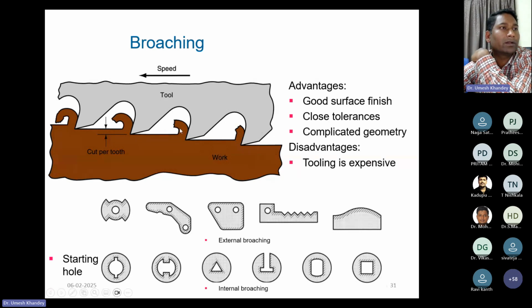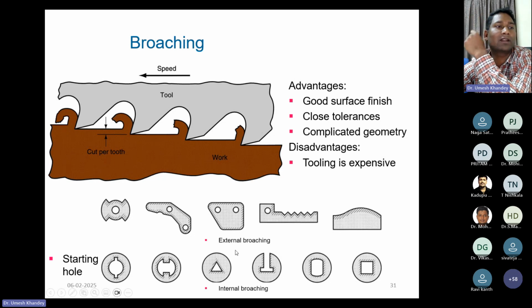Broaching, as I earlier told, you will have the broach tool which is going to remove the material, but ultimately this removal of material depends upon the shape and sizes you want to have in your end product. So when we do this, generally we need to make some external broaching, where we make some slots outside the workpiece or outside the product.